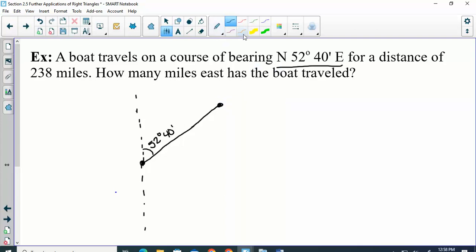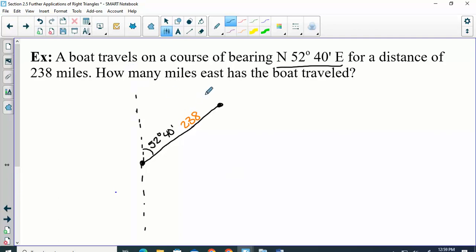And it does this for a distance of 238 miles. How many miles east has the boat traveled? So we cut it off. Do right? Distance, rate, and time, but you can plug. Never mind. Just like Carson, take a right triangle.